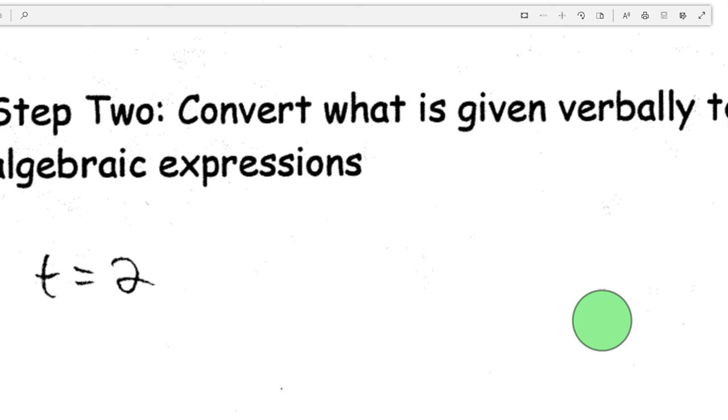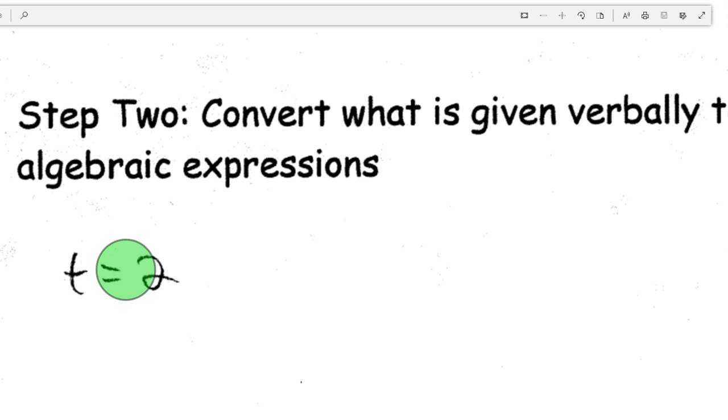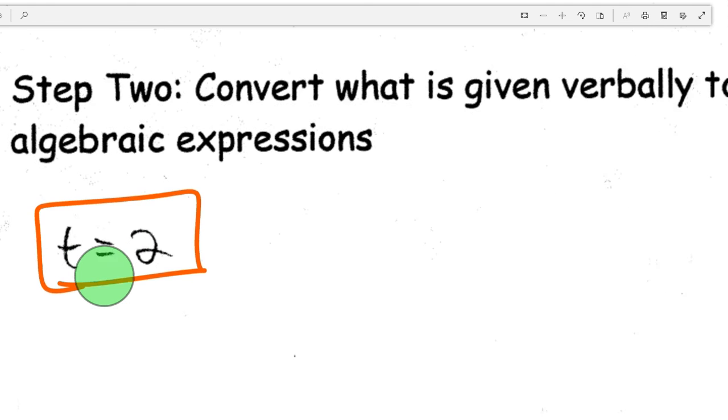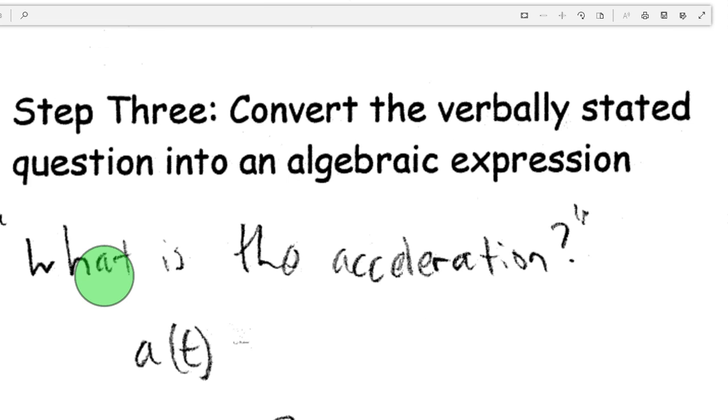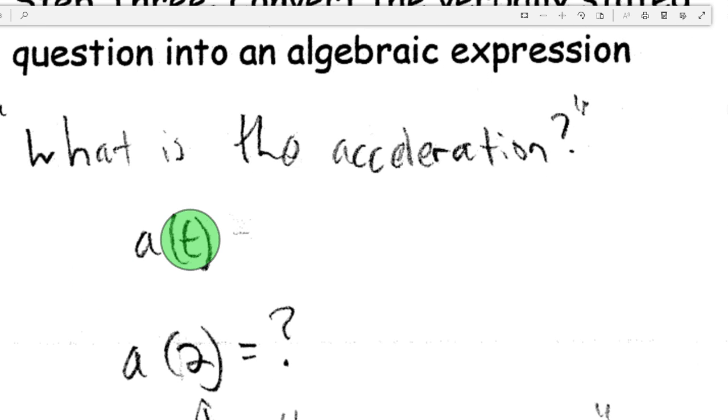Step 2 is to convert what is given verbally to algebraic expressions. Well, we were told that the time was t equals 2, so we're going to go ahead and just write that out. And now we want to talk about what the question is asking. Well, it asks what's the acceleration. So we want to figure out a of t, specifically a of 2, right?